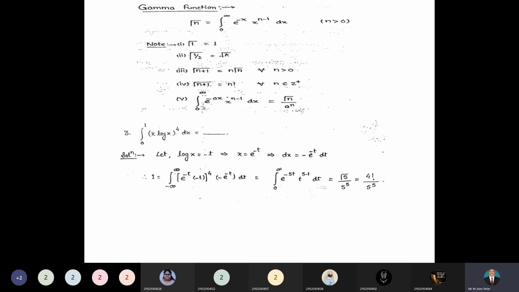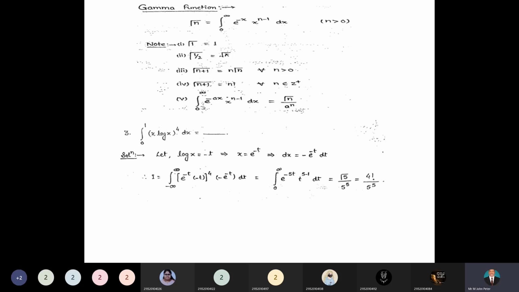It is gamma n over a power n. Like that when you apply it, a is equal to 5, n is equal to 5. That's why we are getting 5 power 5. That is the fourth subdivision formula. That will be 0 to infinity e power minus ax x power n minus 1 dx form.